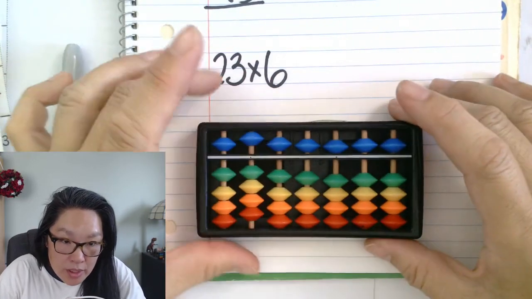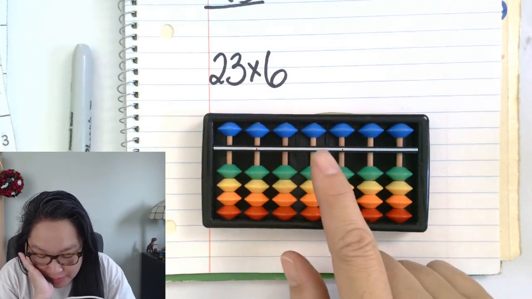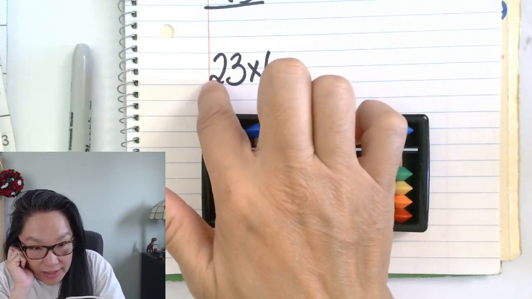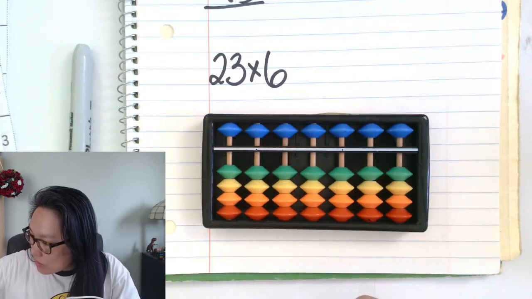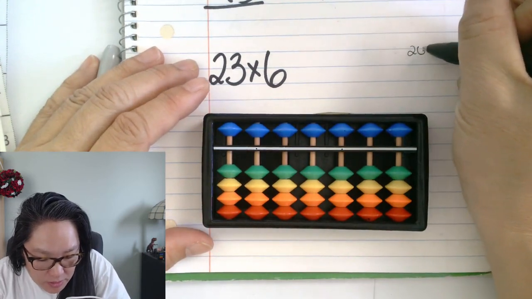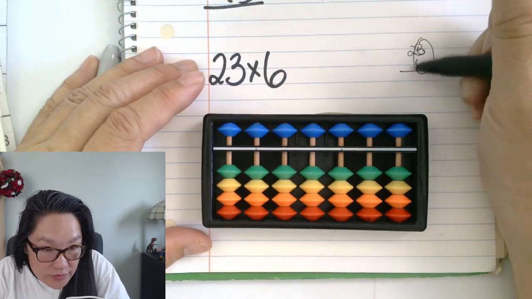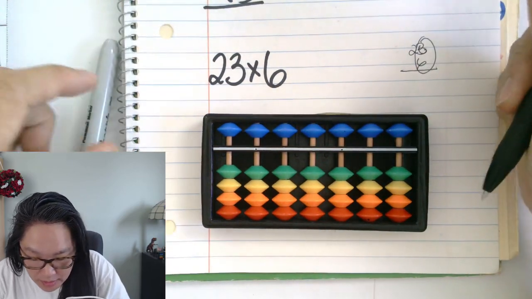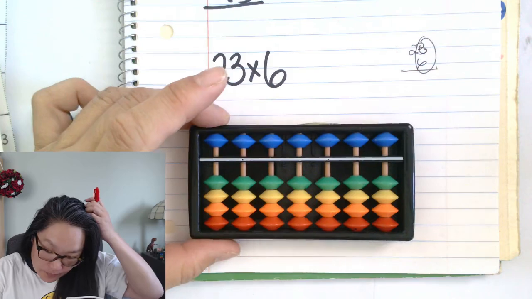The first thing we're going to do is understand where we're going to put our number. Why? Because on the abacus we actually start from the outside first. We don't start from the ones. I know in school we're teaching children to do the ones first, but we don't do that in abacus. New math follows abacus.